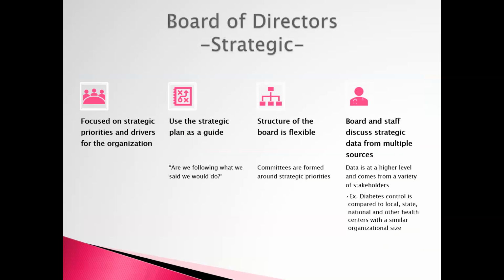The next one is strategic. Strategic boards focus on strategic priorities and drivers for the organization. They also use the strategic plan as a guide, and really may ask themselves, are we following what we said we would do? The structure of the board is flexible, and what that means is committees are formed around strategic priorities. And finally, the board and staff discuss strategic data from multiple sources.